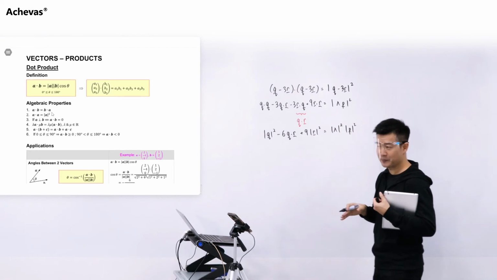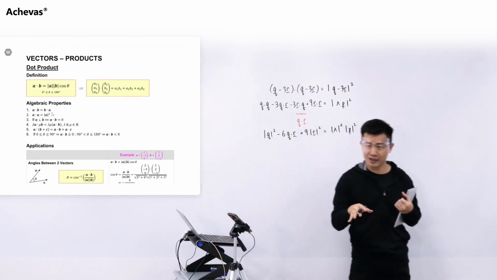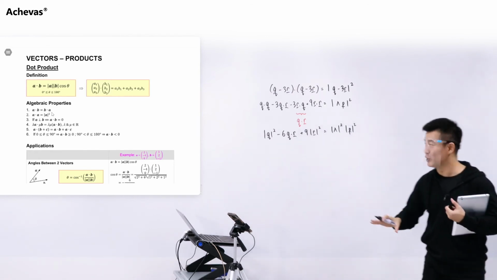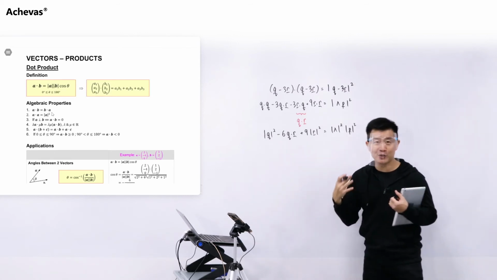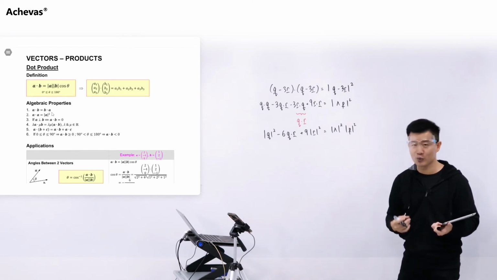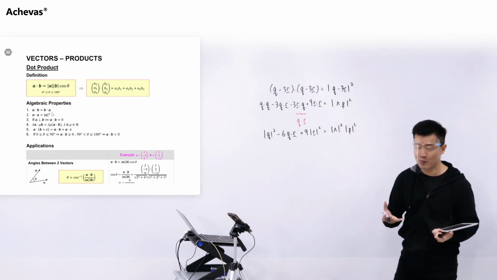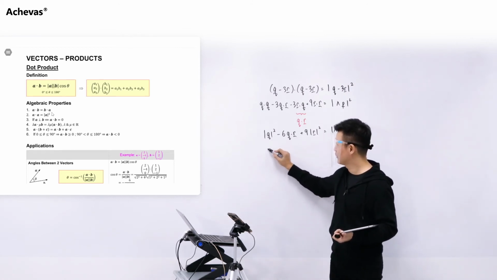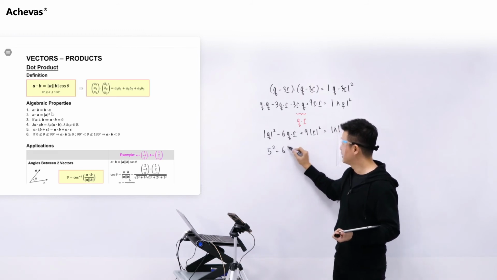Do you have any question? Any question, guys? Okay, let's continue. So now we can make use of the information that is given to us by the question. Modulus of q, according to what the question says, is 5. So 5 square minus 6.